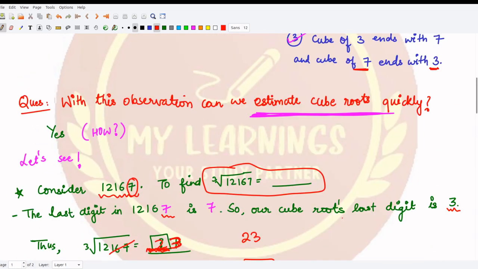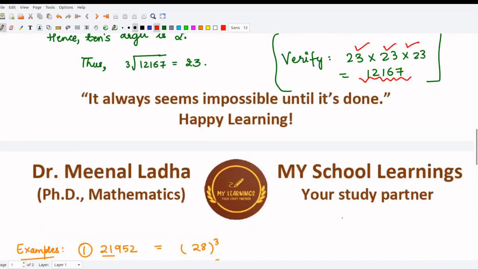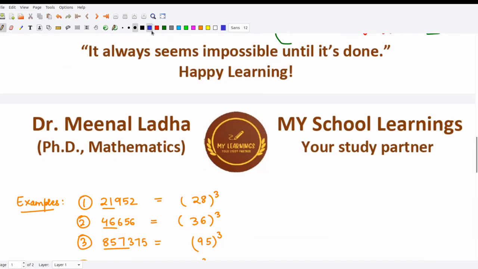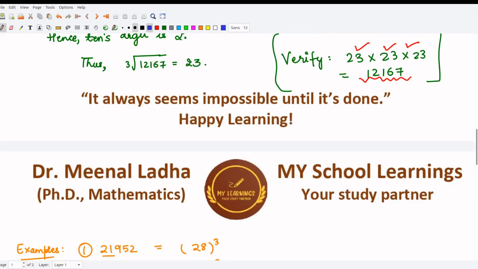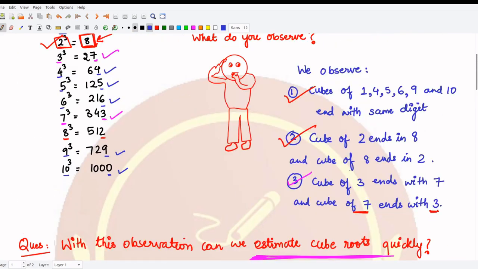If you have any doubt, you can have a look at certain examples here. Let's discuss them one by one. In the first one, the number is 21952. Can you guess how we can do this? Now you can see the last digit of this number, it is 2. For 2, we have this rule that we have 2 and 8 simultaneously.